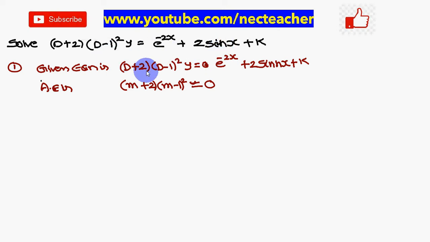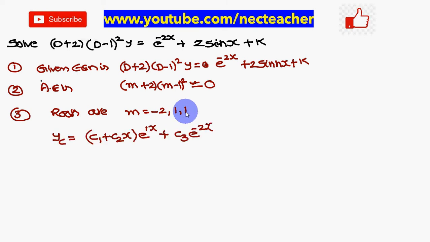So first we will find the complementary function. Therefore (D plus 2) into (D minus 1) whole square into y is equal to 0. That is (m plus 2) into (m minus 1) whole square is equal to 0. The roots are minus 2, 1, 1. Therefore the complementary function, with repeated roots 1, 1: (c1 plus c2 x) into e power 1x plus c3 into e power minus 2x.